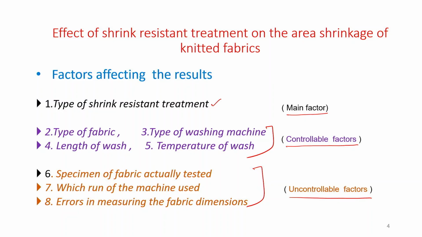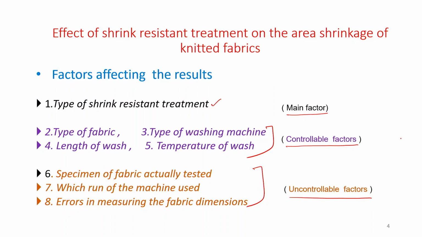Then which run of the machine is used? This is also difficult to control because if we choose some specimens in the first run, in the second run there will be some more specimens, third run there will be some more specimens. So there is a chance that run to run differences, if at all, exist in the performance of the machine in terms of its washing performance, then that can also affect my results. This is something which is difficult to control, or we have to think whether we have a means to control it or not.